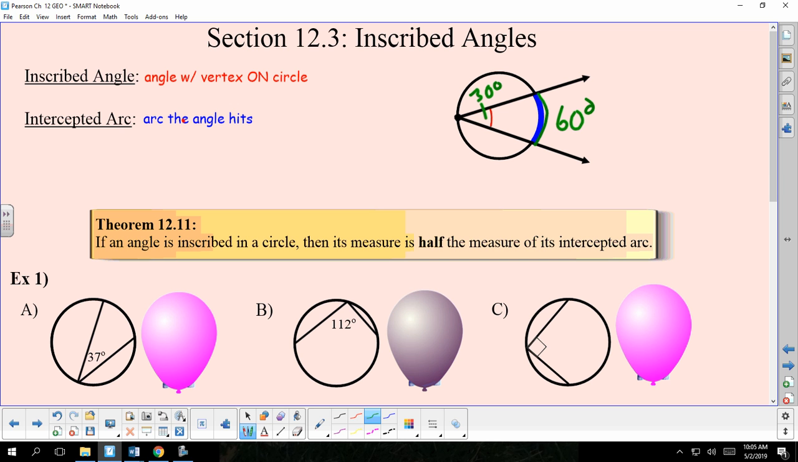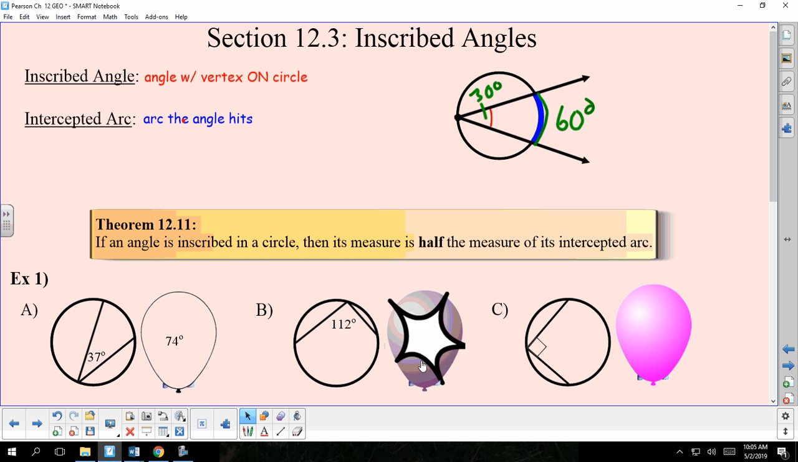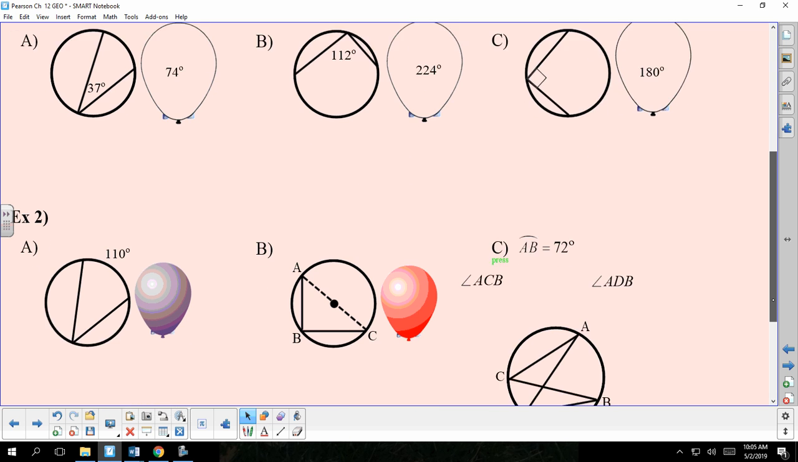Hector, what'd you get for A? I got 74 for A. Hector's right. Jason, what'd you get for B? I got 224. 224 is correct. Oski, what'd you get for C? 180. This is 90, so that's 180. Very good. Easy enough.